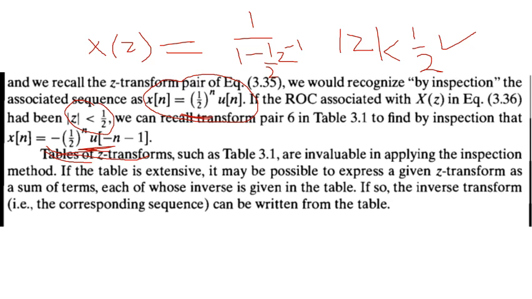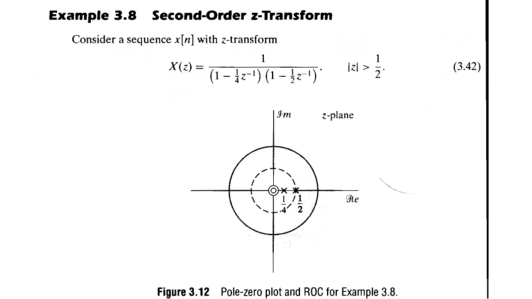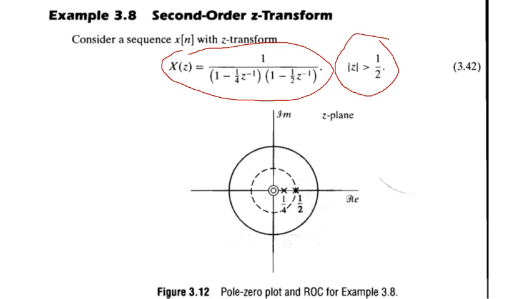Let's move on to the next slide. Now, for example, some sequence has a Z transform of the form x of z equal to 1 divided by 1 minus 1 by 4 Z inverse, into 1 minus 1 by 2 Z inverse, with the region of convergence Z mod greater than 1 by 2. Now, we cannot use the inspection method because we only know the Z transform of this term or this term, but we do not know the inverse Z transform of this whole term.